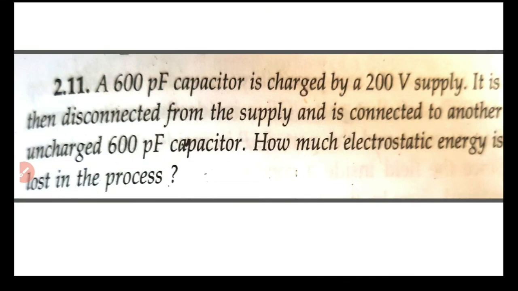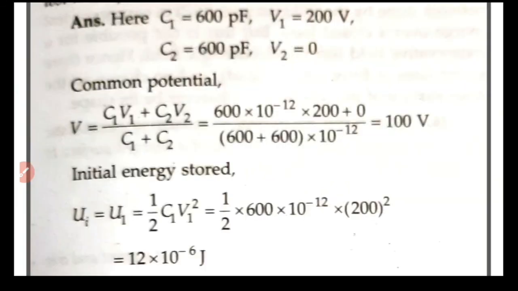Question 2.11. A 100 picofarad capacitor is charged by a 200 volt supply. It is then disconnected from the supply and connected to another uncharged 600 picofarad capacitor. How much electrostatic energy is lost in this process? This problem is similar to the problem of common potential. So we will discuss the solution. The first step is to find the common potential. Here also the two capacitors are of the same value. We get the common potential as 100 volt.